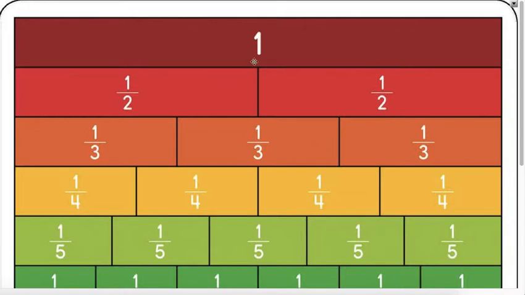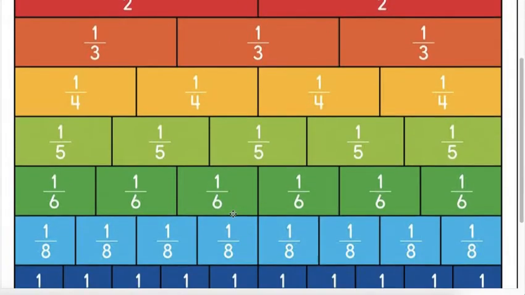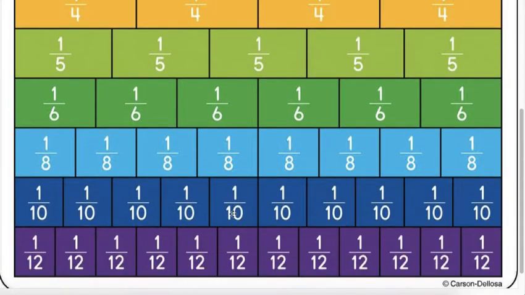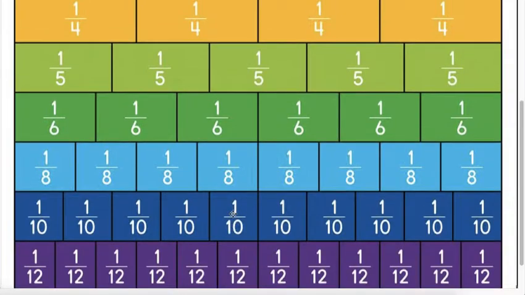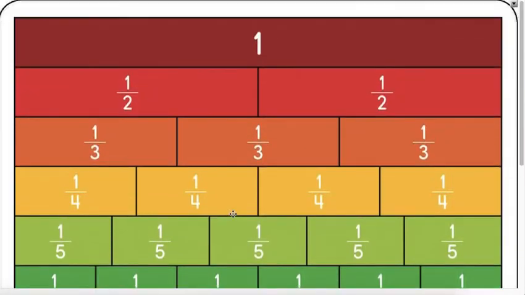So at the top here, you've got your one whole, and then every layer down that we go, every color is a new fraction. You have halves, thirds, fourths, fifths, all the way down through twelfths, and you'll notice as the denominators get bigger, the pieces get smaller. That makes sense because the more pieces we're splitting something into, the smaller the pieces are going to be.